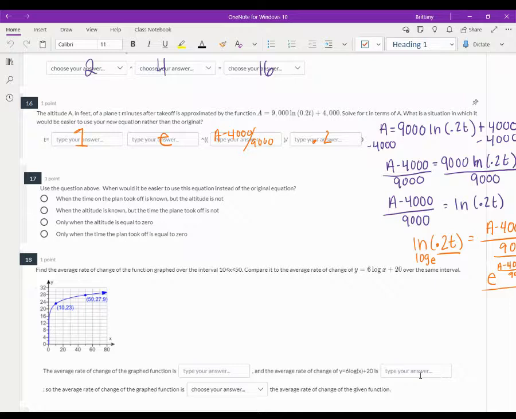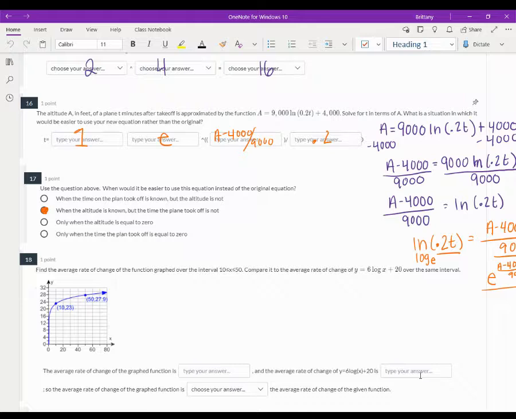And then number 17 says the equation above, would it be easier to use this equation instead of the original one? All of this would be easier if we had known what A was. Because then we could have done real math and known these numbers. So it would have been easier when the altitude or when A is known. Otherwise, it would be easier to use the original function.